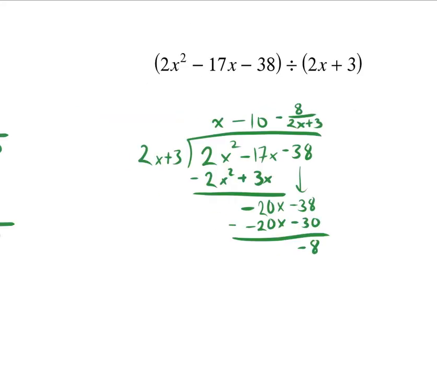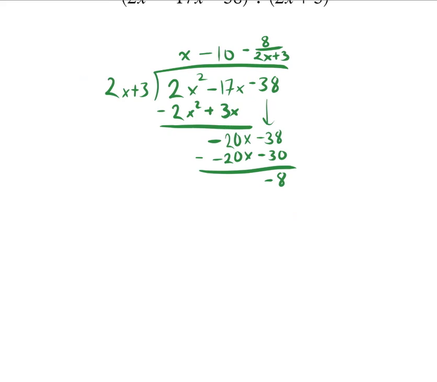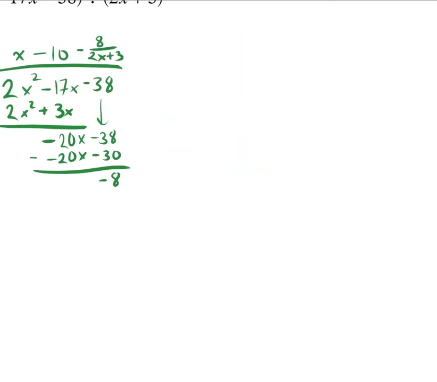All right, moving on to the next problem. And hopefully that made sense to you of how we got this. Once again, we put this negative 8 over our divisor, just like you did the regular fractions earlier, okay? So let's go ahead and do the next problem now, which is over here. This one's going to be fun.